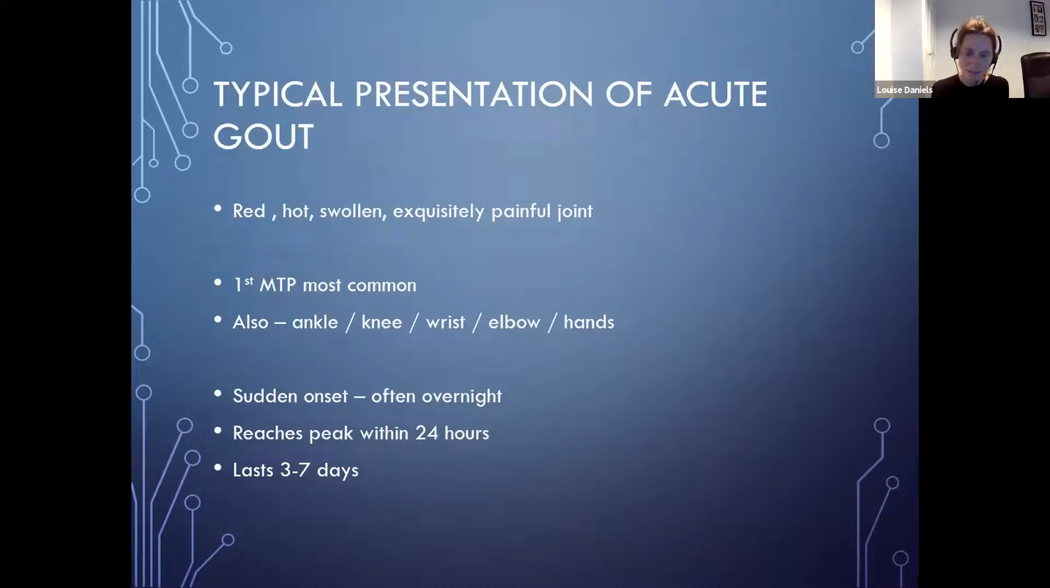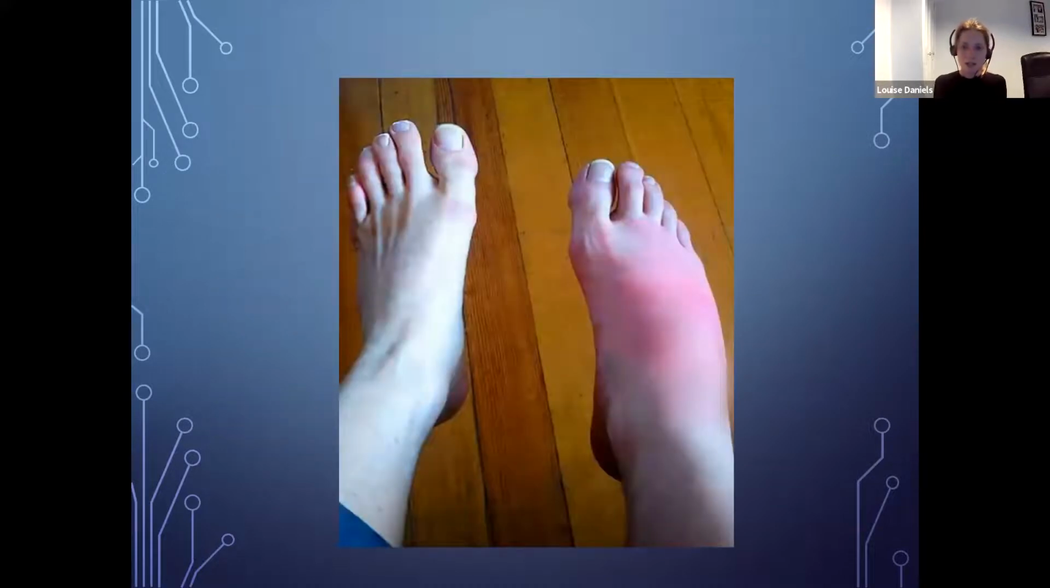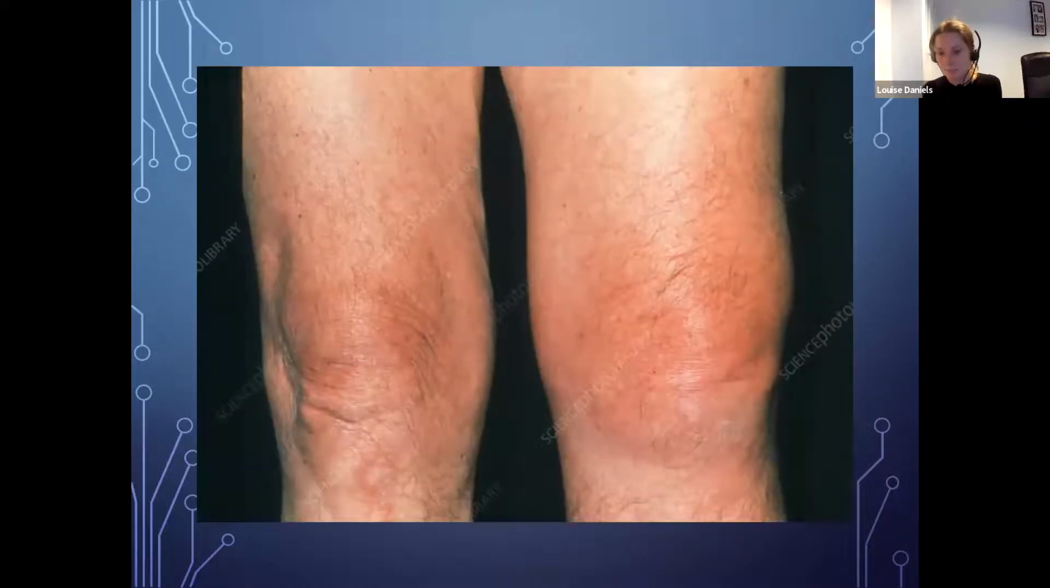As I said, the first MTP joint is the most commonly affected, but other joints, the ankle, knee, wrist, elbow, hands, may be affected. We don't see gout in the shoulder very often, or the hip. So here's a person who's got gout affecting the mid joints in their feet. Here's a knee.